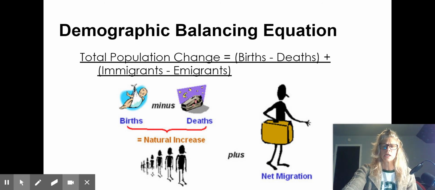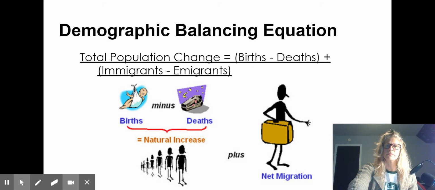It's really hard to keep accuracy on this to predict population futures because so many people are migrating from developing countries into developed countries.